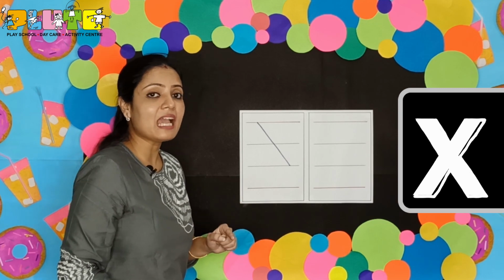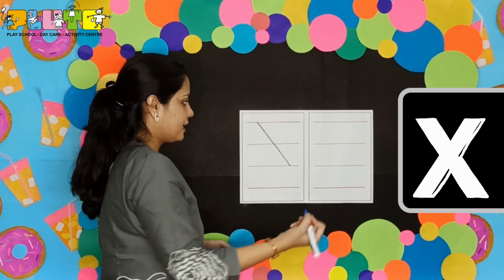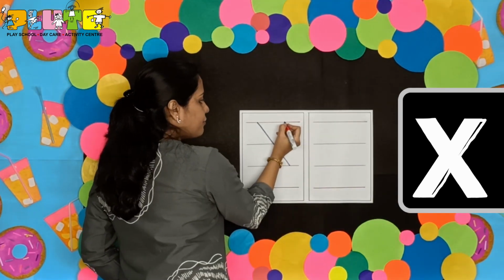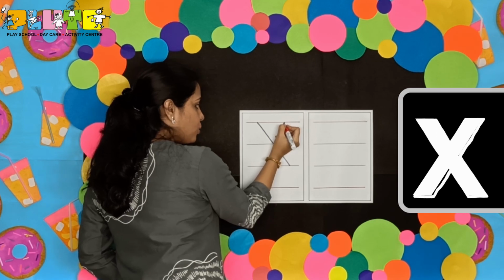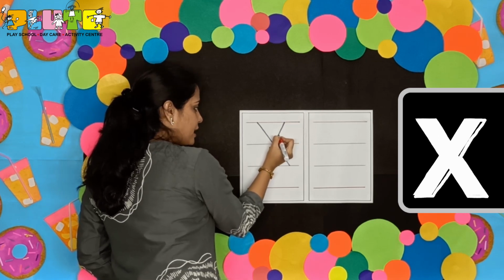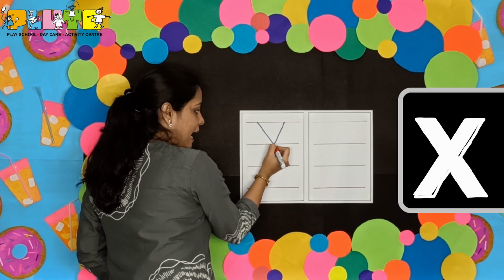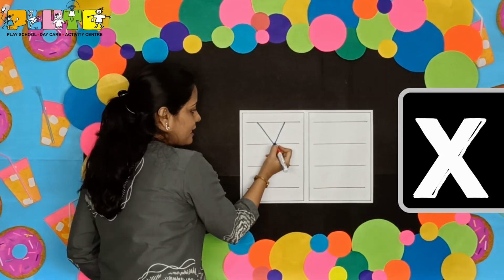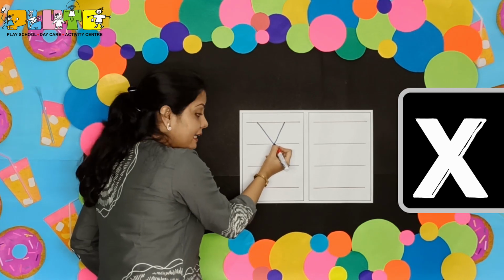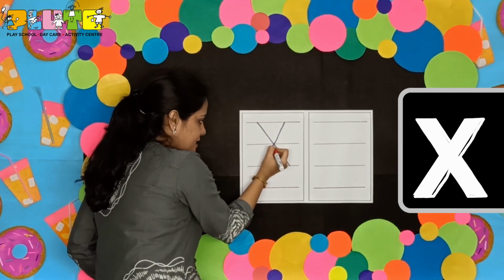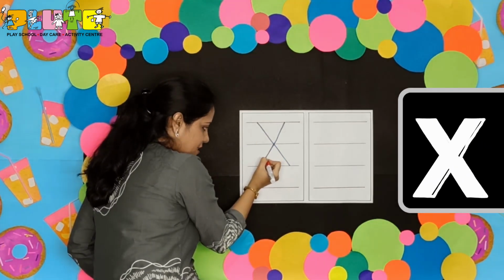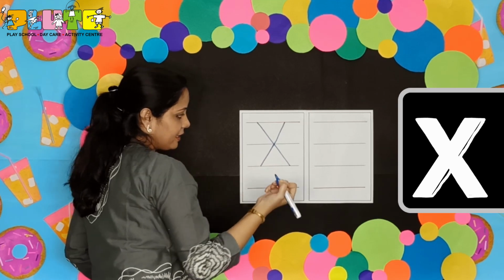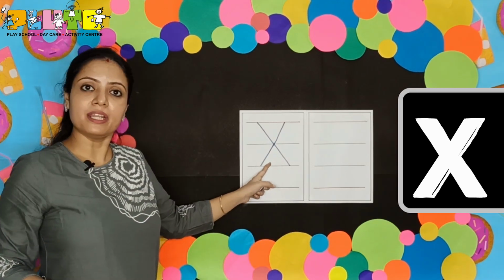Now again I will draw another slanting line. So I'll start from the first line, slowly pull it downwards till the second line, and then I will cut the first slanting line. I'll touch the second line and then I'll cut the first slanting line and then pull it downwards till the third line. So this is our X.